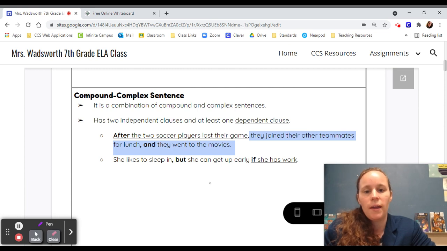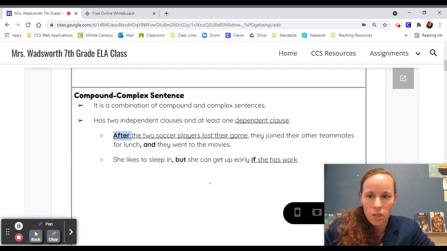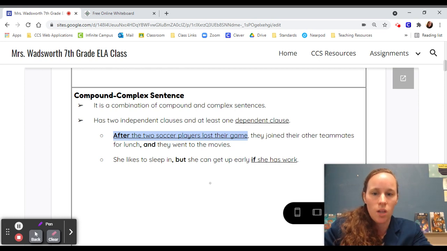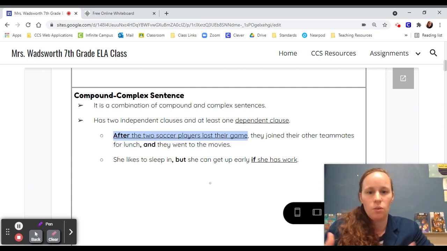After the two soccer players lost their game, comma. So there's the subordinating conjunction, and this whole thing is the dependent clause. Because remember, it can't make sense on its own. That's why it's a dependent clause. After the two soccer players lost their game. You're kind of like, okay, what about it? Like you're missing the rest. That's what makes a dependent clause.